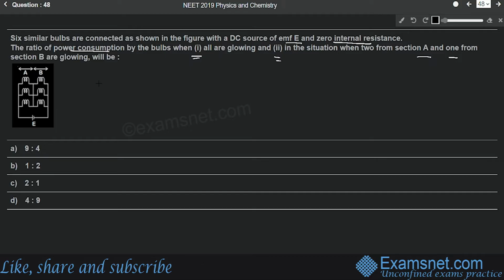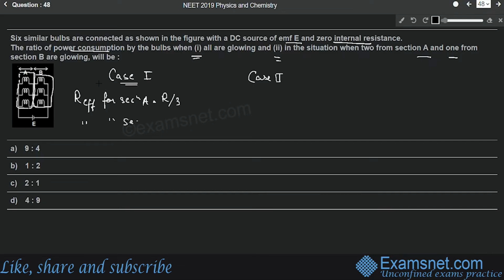Okay, so first of all we have to find out the power consumed in these two cases. Case 1 and case 2. So in the first case all the bulbs are glowing. We can see that 3 bulbs are connected in parallel in section A. Similarly, 3 bulbs are connected in parallel in section B. So what will be the effective resistance for section A? Section A will be R by 3 because 3 are connected in parallel. Similarly, the effective resistance for section B will also be R by 3.